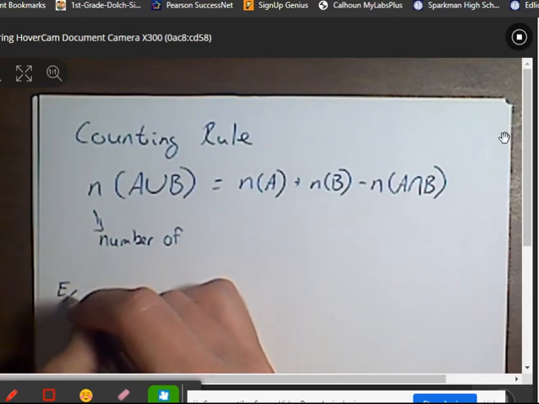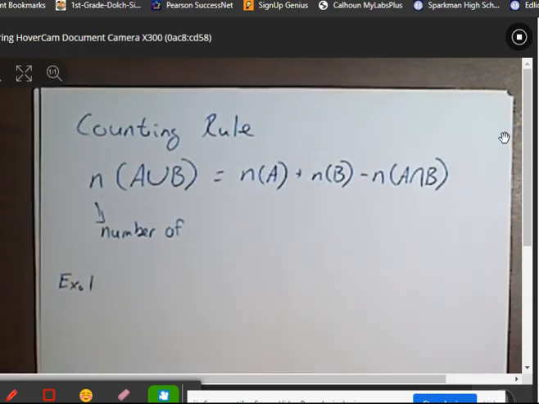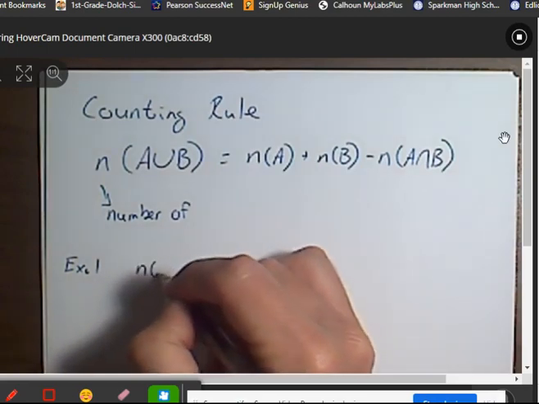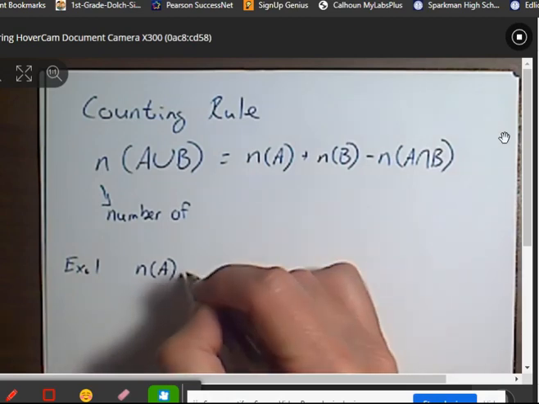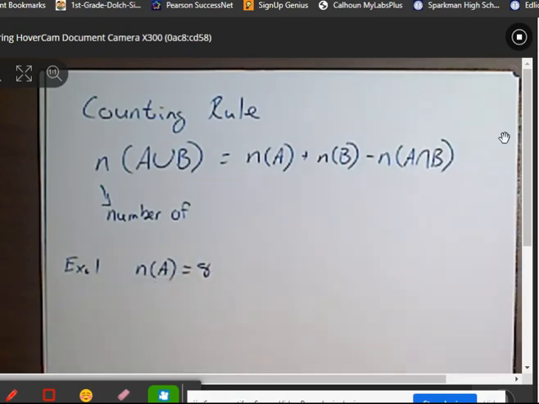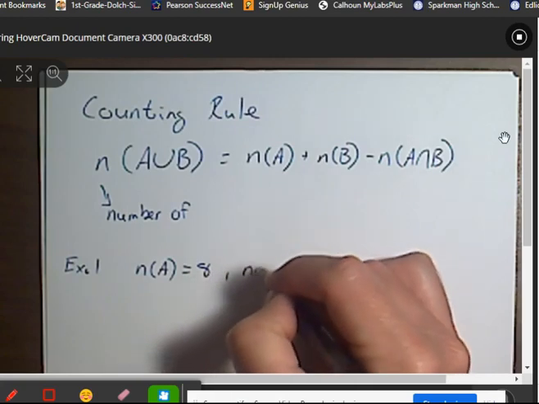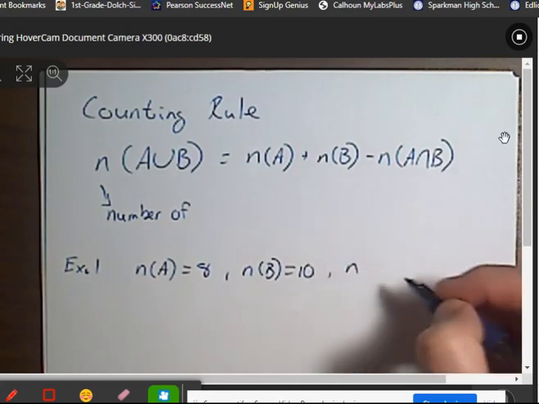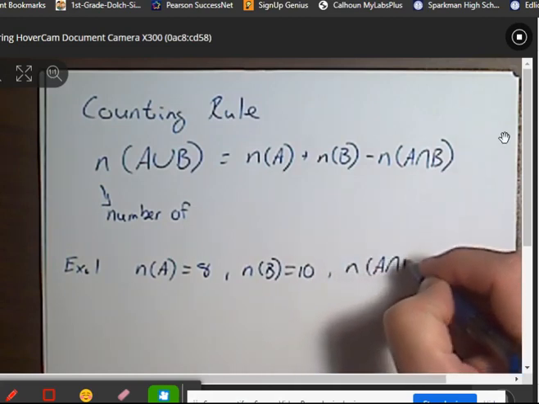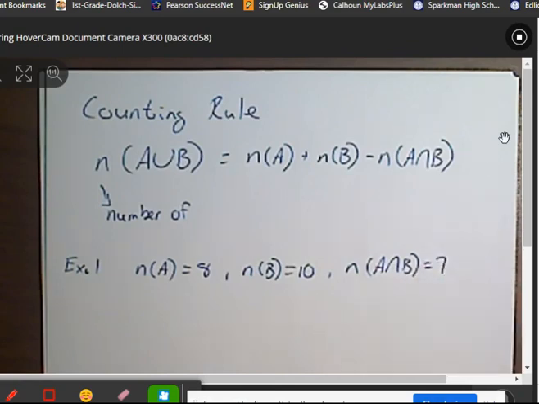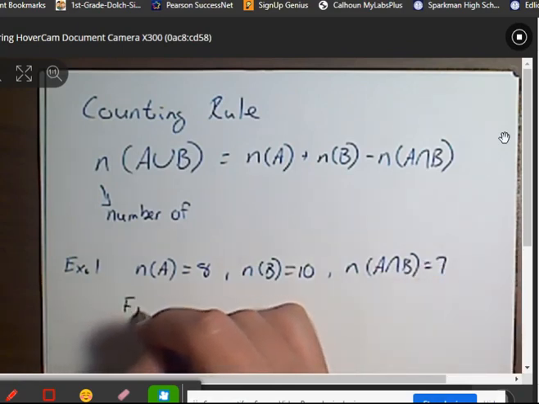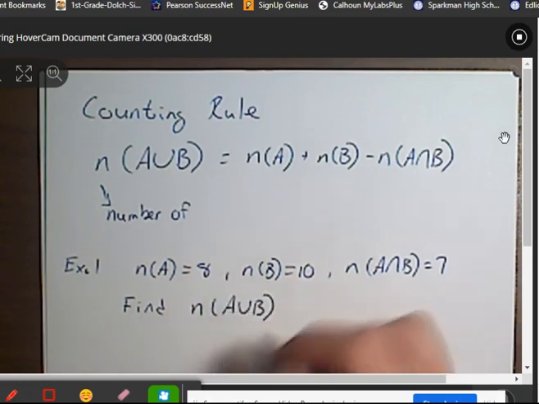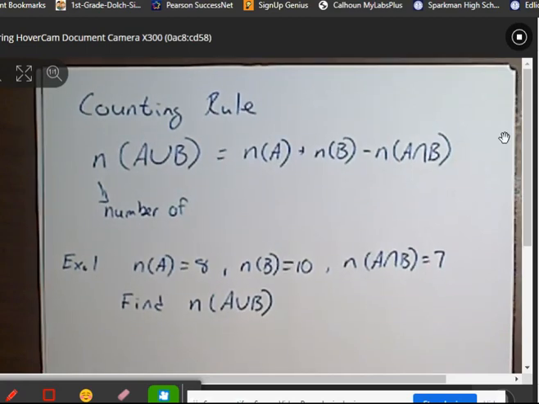All right, so let's give you some examples to show you the different options they'll do with you. They'll keep coming back to this form and have you use it for 2, 3, 4 different questions. They'll start off with something really straightforward: the number of elements in group A is 8, the number in B is 10, and the number in the intersection is 7. And they ask you to find the number that's in the union.